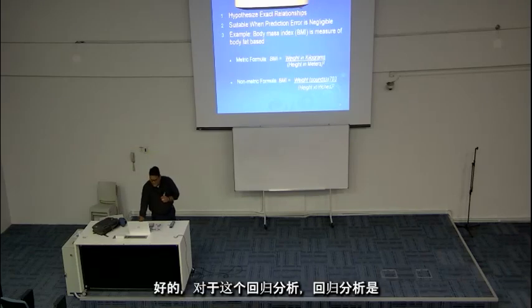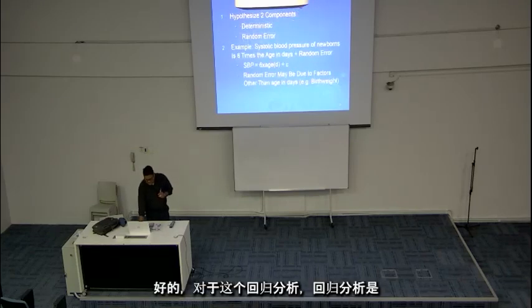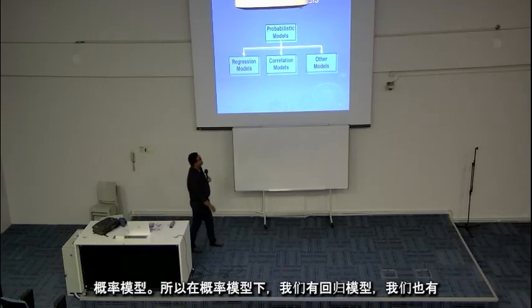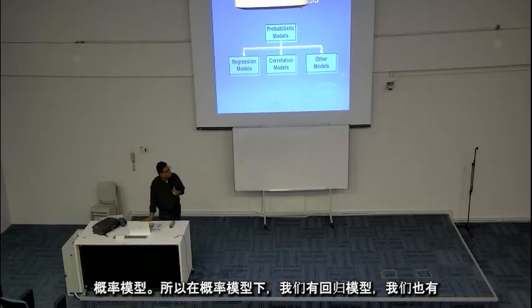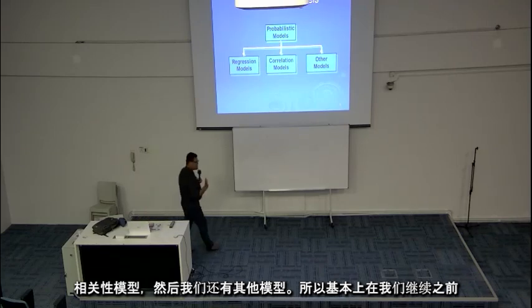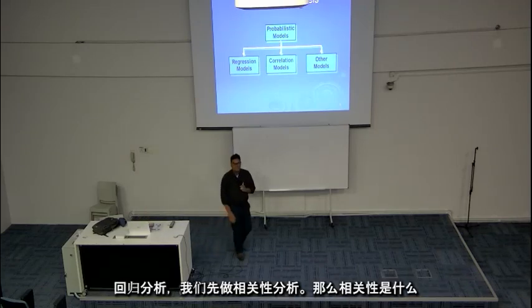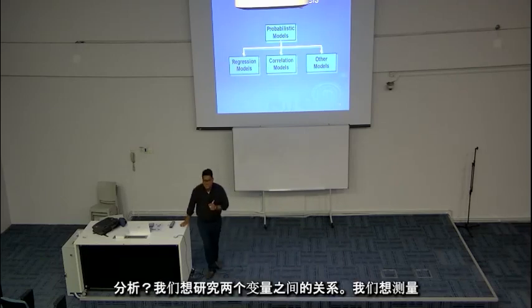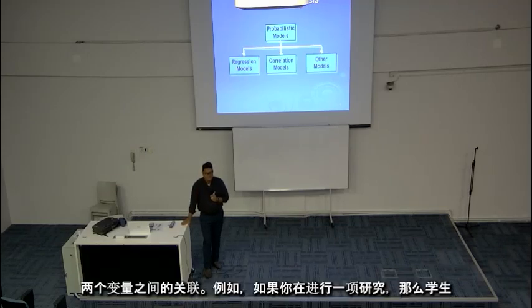Regression analysis is a type of probabilistic model. Under the probabilistic model we have the regression model, the correlation model, and other models. Before we proceed with regression analysis, we do the correlation analysis first. What is correlation analysis? We want to study the relationship and measure the association between two variables.